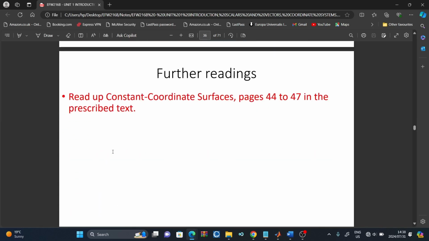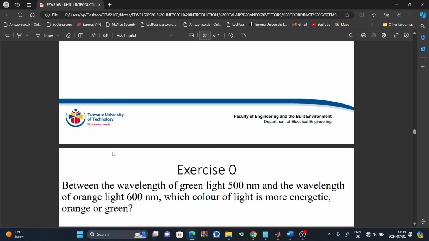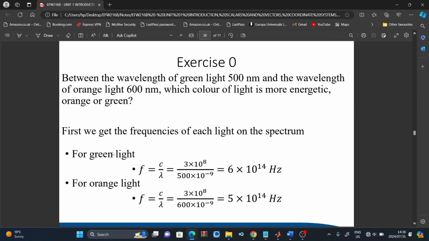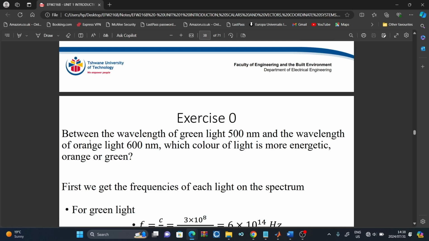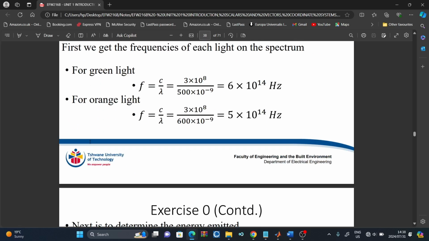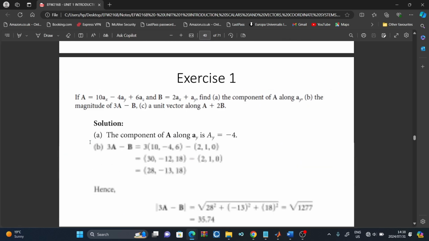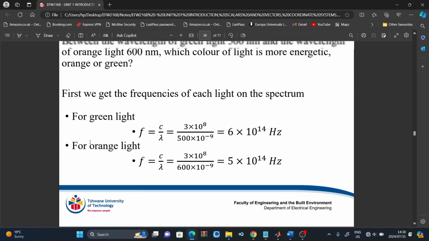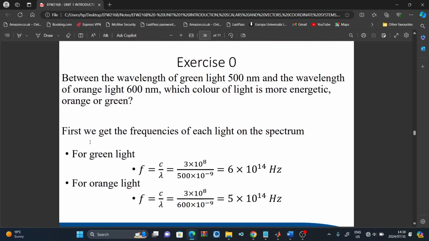Let's start with our exercises. For this unit, I'll just inform you that most of the exercises are very simple. This is the easiest math you will do for this module. After that, we'll have more complex maths coming in.